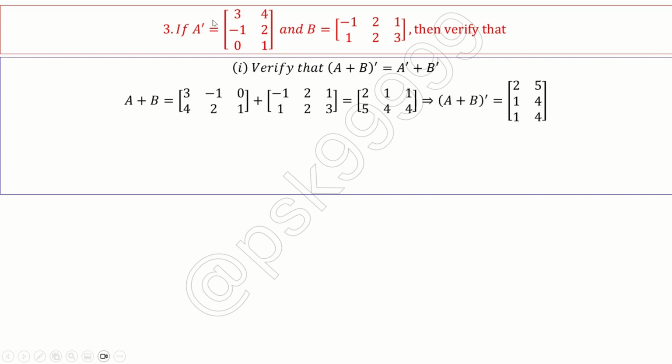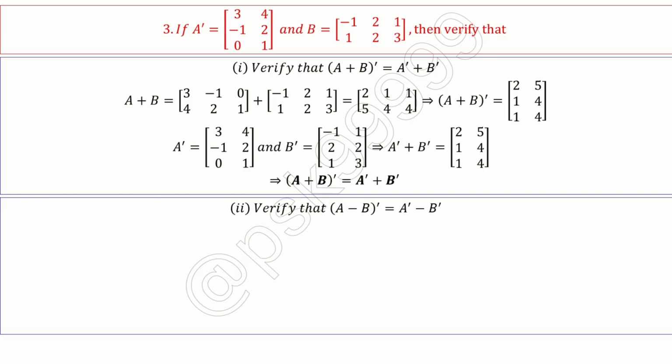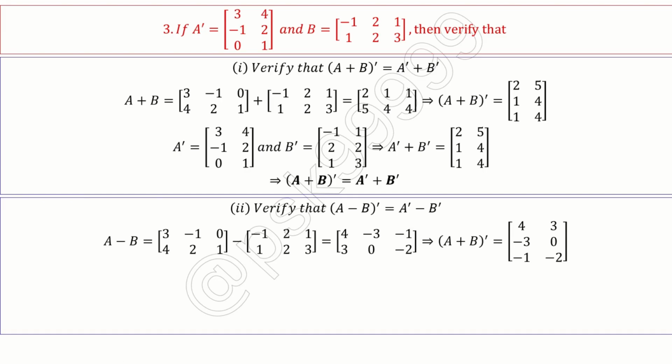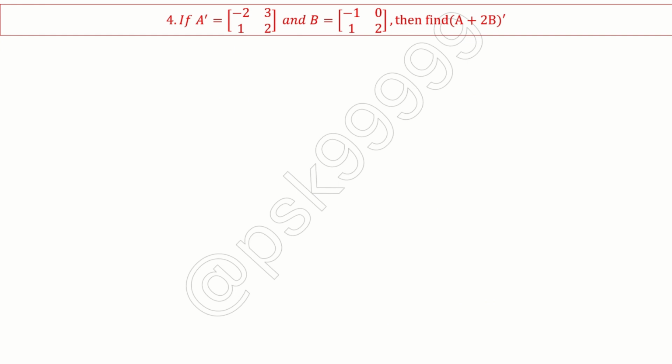So A + B will become A + B. Okay, this is A'. So if I take A, it will become 3, -1, 0, 4, 2, 1. Correct. These two columns will become two rows here. Plus B. So this is A + B, then (A + B)', then A' + B'. This matrix, both are the same. So (A + B)' = A' + B'. Same thing, we'll again verify (A - B)' = A' - B'. Similar way.